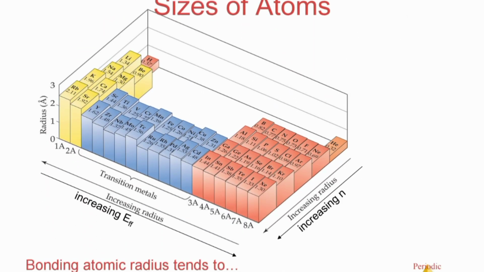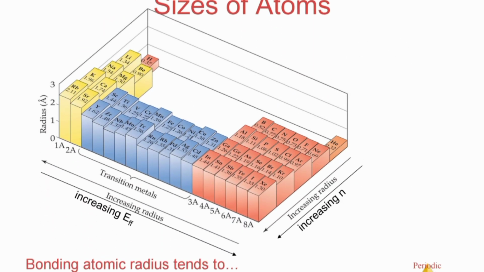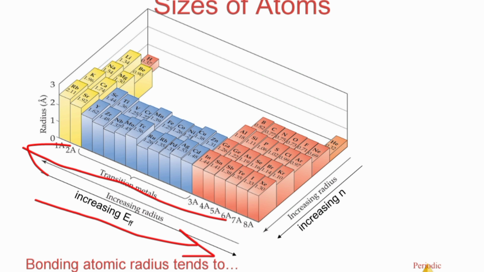Sizes of atoms. Increasing radius. Radius increases this way. Effective nuclear charge is this. Down the group, radius increases and increases. Effective nuclear charge increases.